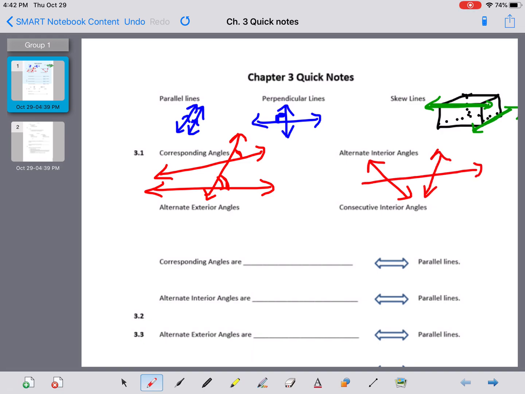A line goes through. Alternate interiors are inside, between the two lines, right? They have to stay in between here. They can't be on the outside. And one's going to be on the top, on the left, and one's on the bottom right. So opposite sides and opposite ends of the transversal.